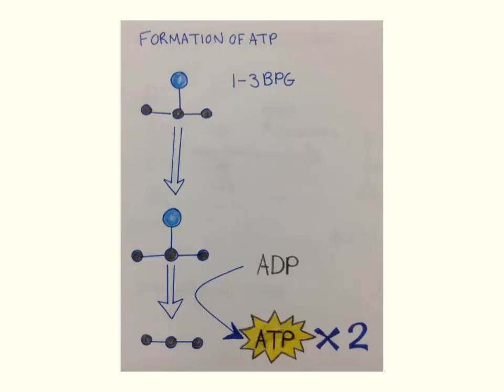Okay, so now we're at our last step for glycolysis, which would be the formation of ATP. So in this step, the phosphate groups of the molecules are transferred to ADP. This creates ATP. This occurs due to the process of substrate-level phosphorylation. Therefore, the end result of the glycolytic pathway is 2 ATP by substrate-level phosphorylation.